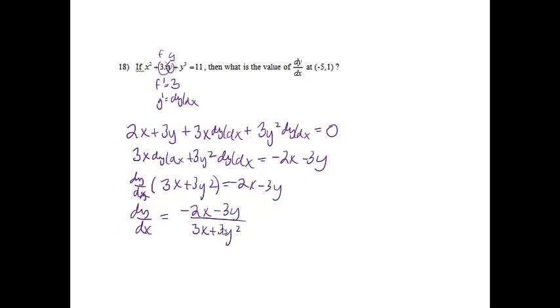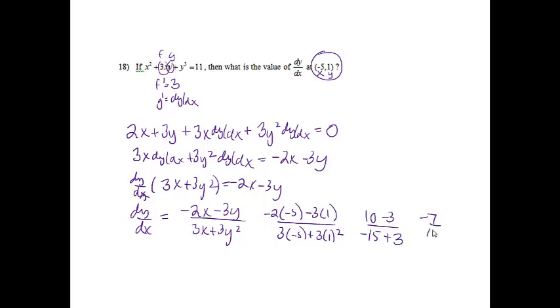Okay, and then from here we just need to plug in the values that they gave us. The x is the negative 5 and the y is the 1. So let's see, negative 2 times negative 5 minus 3 times 1 over 3 times negative 5 plus 3 times 1 squared. Okay, that will become 10 minus 3, and then the denominator will have negative 15 plus 3, so we will end up getting negative 7/12 as our answer.